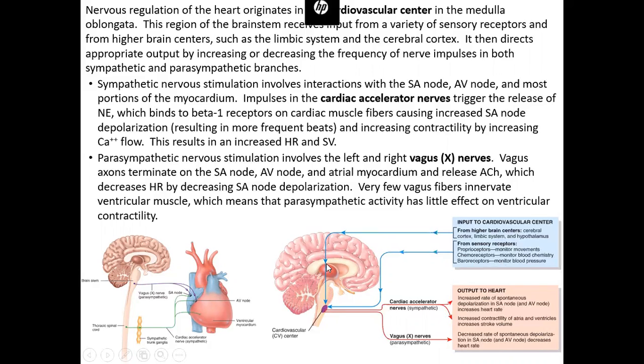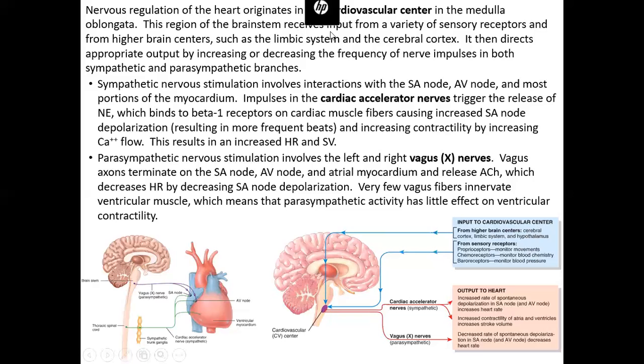We've also got signals coming down from higher brain centers, from places like our cerebral cortex, from our limbic system. Remember, the limbic system is our emotional brain, and how emotions can affect our heart rate, thus also affecting our blood pressure. And then signals from that major regulator of our sympathetic, parasympathetic, our autonomic, being the hypothalamus right up in here. Okay.